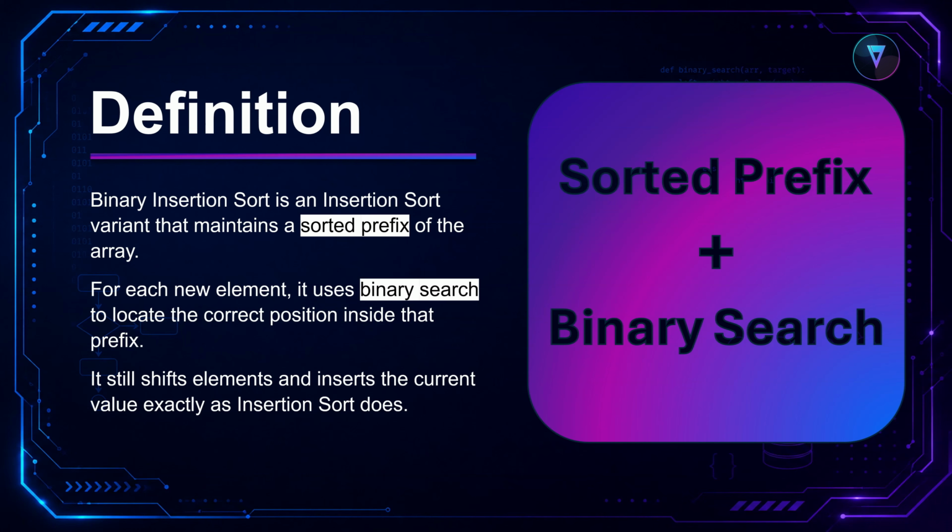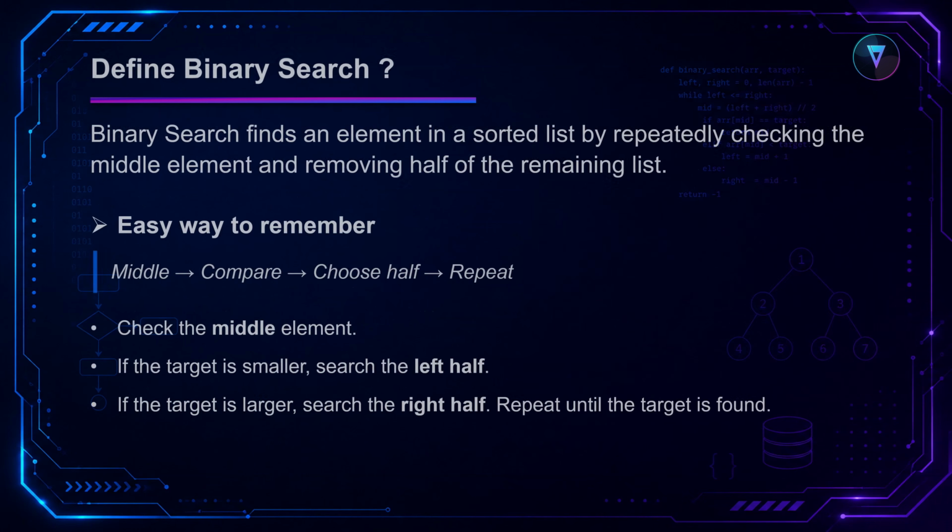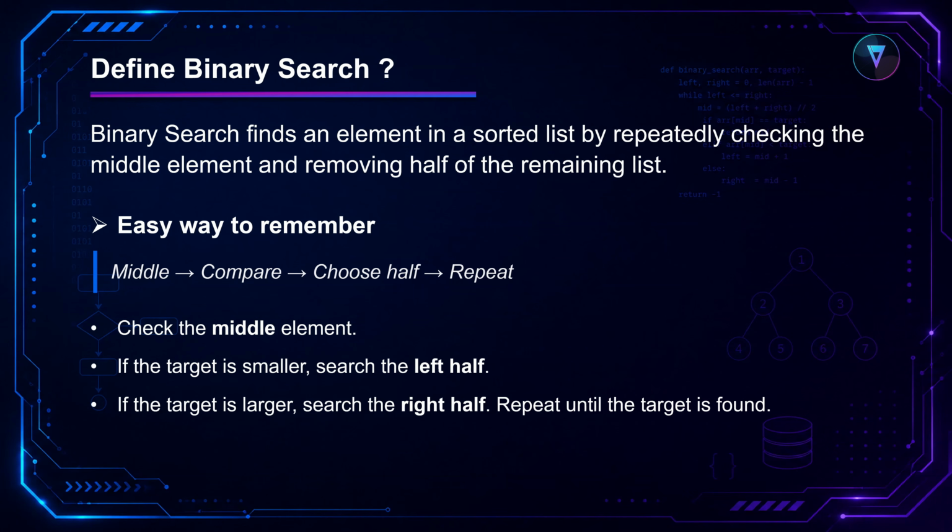That brings us to an important question. What exactly is binary search? Binary search is an efficient way to find an element in a sorted list. Instead of checking every element, it begins with the middle one. What happens after comparing the target with the middle element?